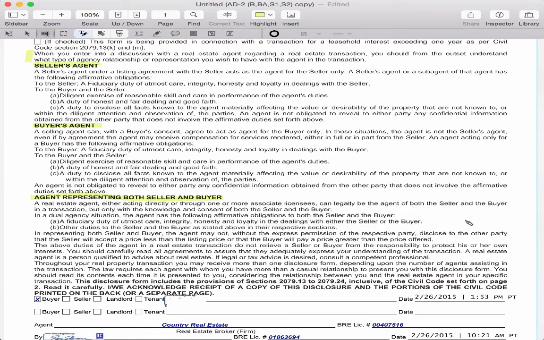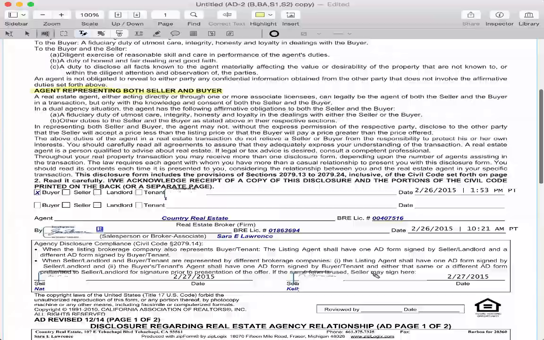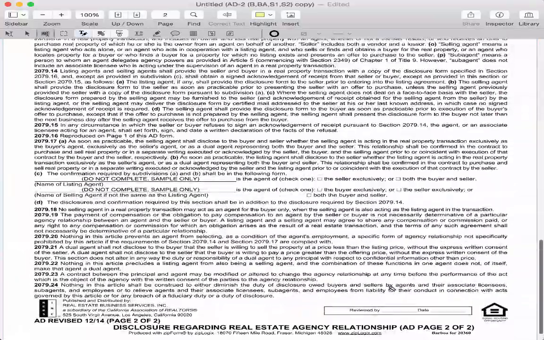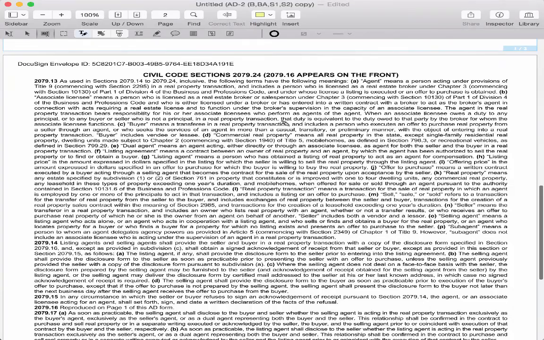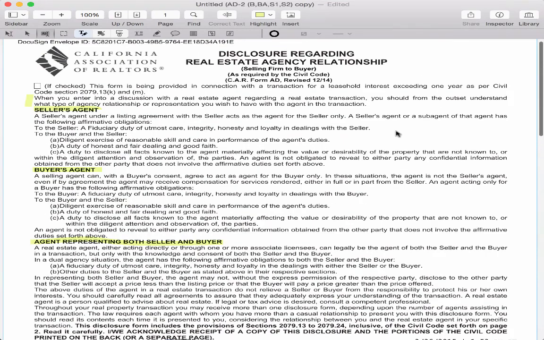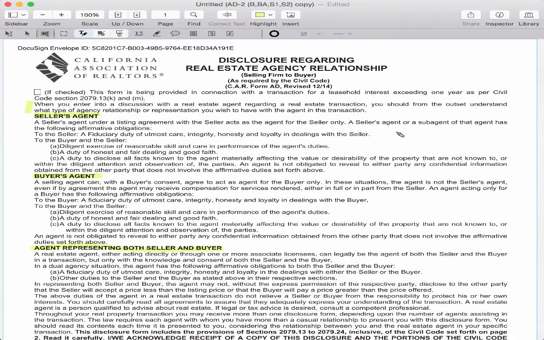Now, this disclosure only talks about the types of agency relationship, and you'll notice that on the second page of this document, the second page is all of the civil code on which the document itself is based. And again, we're only talking about the types of agency that are possible when you sign a purchase offer contract. In that contract, both the buyer and the seller will be acknowledging the agency that is being established by that contract.